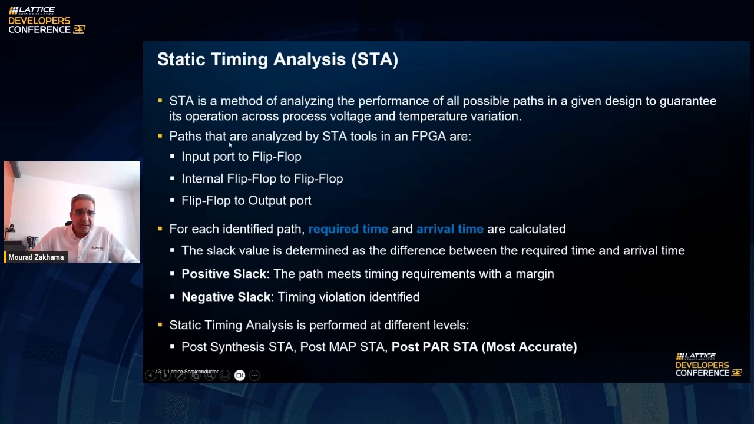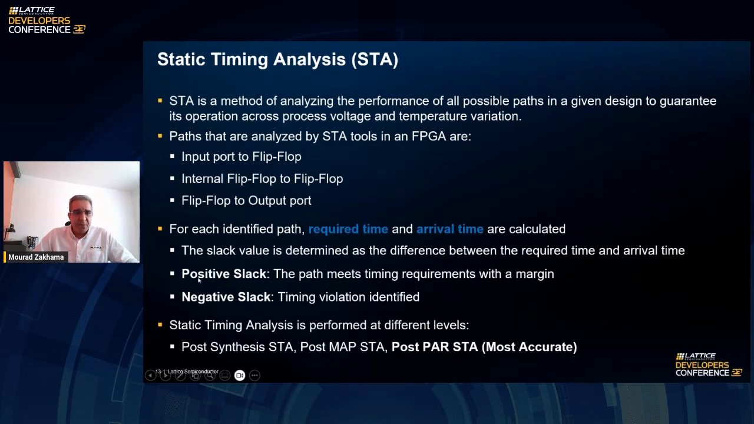So the paths that are analyzed by the STA tool are all these paths: input port to flip-flop, internal flip-flop to flip-flop, and flip-flop to output ports. And for each one of these paths, like we've seen in the previous slide, you have two timings that are used: the required time and the arrival time. The slack will be the difference between the required time and the arrival time.